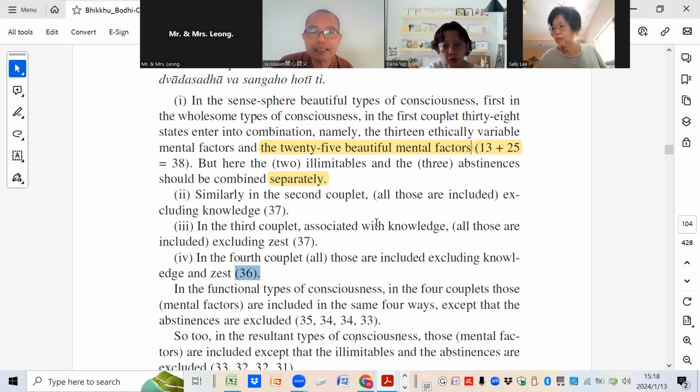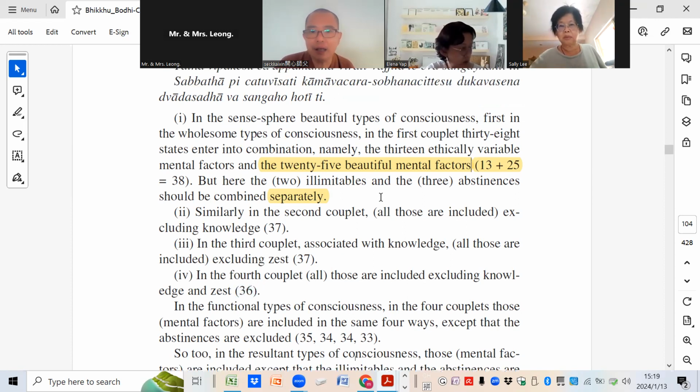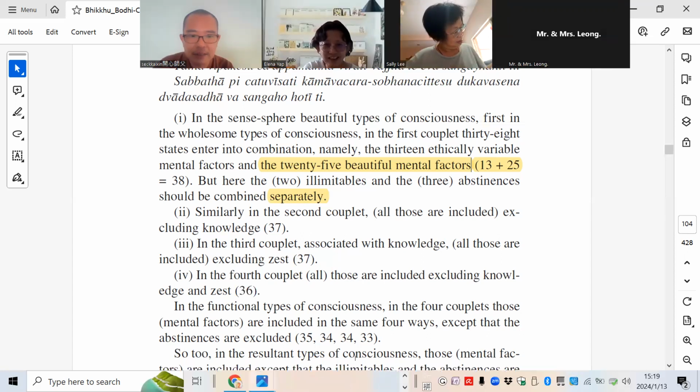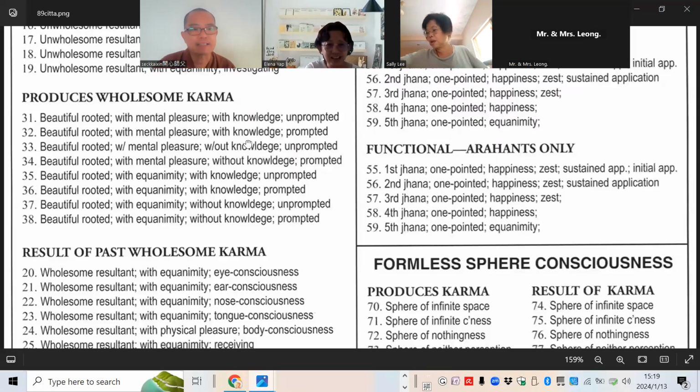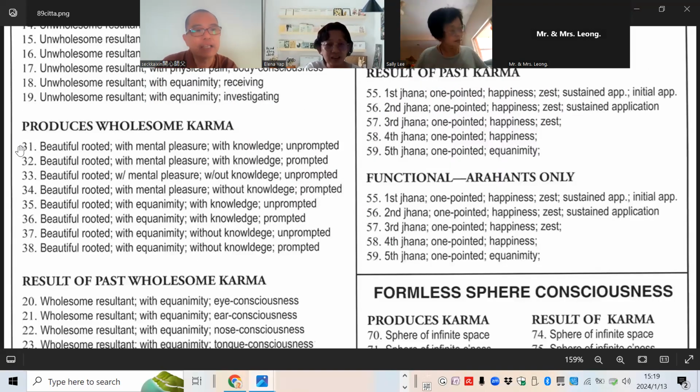Okay, slowly, a little bit. What confused you? Wait, let me see here. With the numbering, I can explain. 31 and 32 are with knowledge. Then they are prompted and unprompted. We just take one as an example.